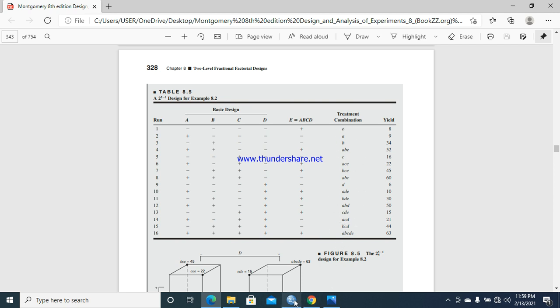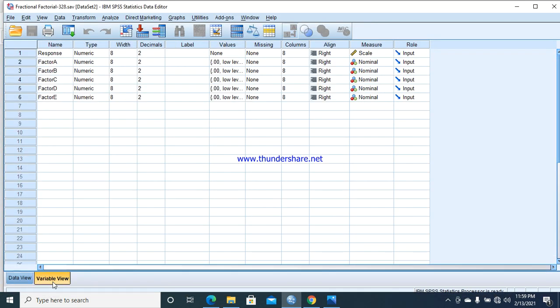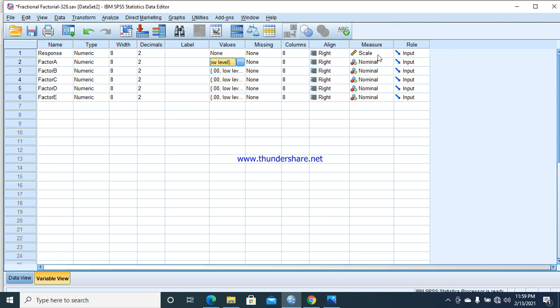And then we will perform these values on SPSS. First we have the description of variables, response, and 5 different factors, and each has 2 different levels, right? For response we have scale, and factors A, B, C, D we will mention as nominal.